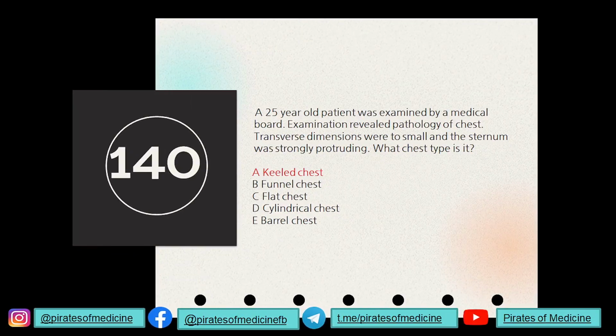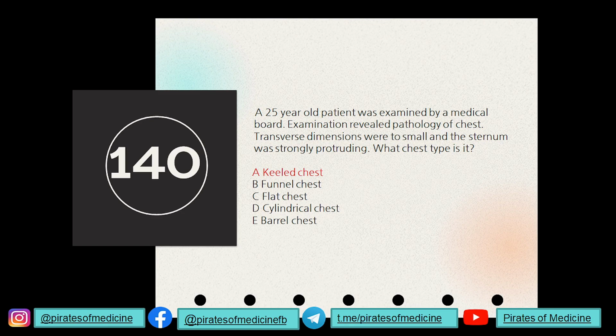Then 140. A 25-year-old patient was examined by a medical board. Examination revealed a pathology of the chest. In this pathology, the transverse dimensions were found to be small and the sternum was strongly protruding. What chest type is it?